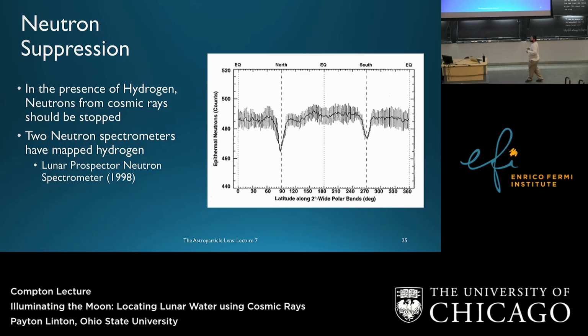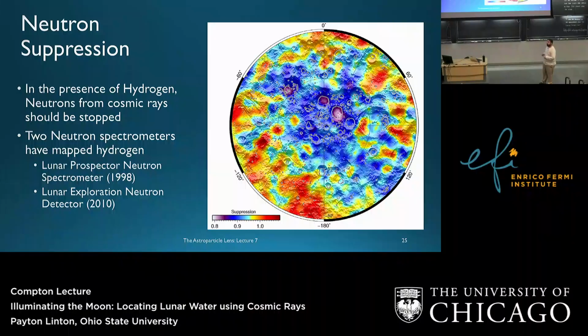From this we say, well, we know on Earth that one of the most efficient ways to stop neutrons is for there to be hydrogen. We're expecting there to be water at these regions. We have evidence now that says it's not conclusive that this is water, but there is water-like material there. We flew a second one called the Lunar Exploration Neutron Detector on the Lunar Reconnaissance Orbiter in 2010, which got us a much finer map of what the neutron suppression looked like at the poles.